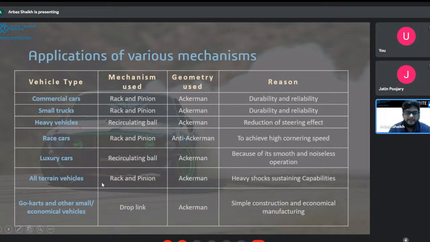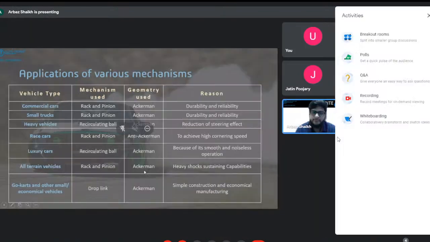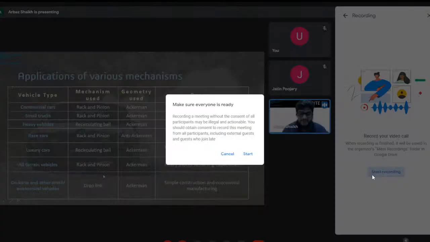Coming to the all-terrain vehicle, we use rack and pinion because it should be able to sustain high, heavy shocks. And that's why we used a sturdy rack and pinion mechanism. And again, we went with Ackerman geometry because the vehicle wouldn't go beyond a particular speed limit.